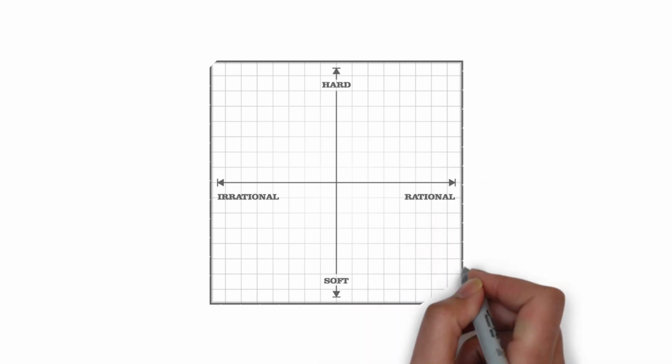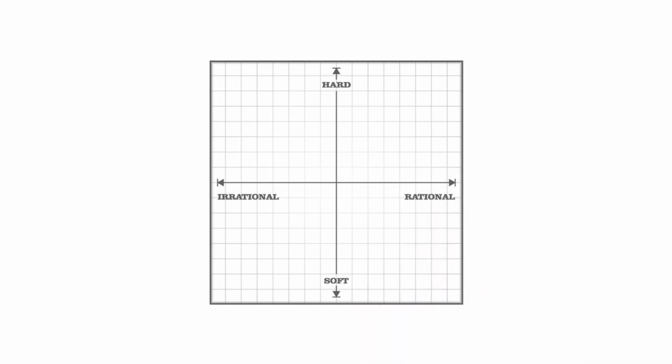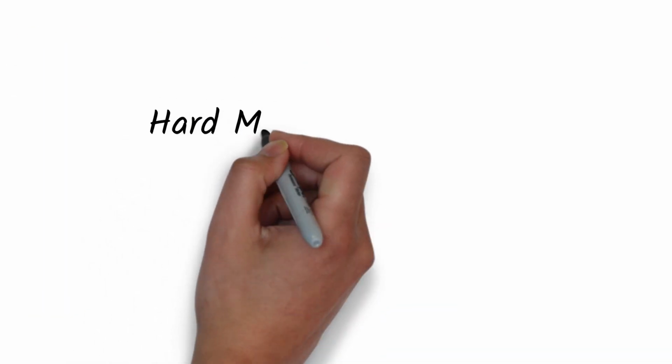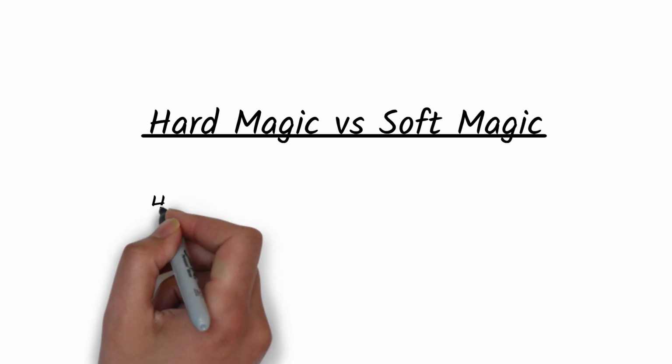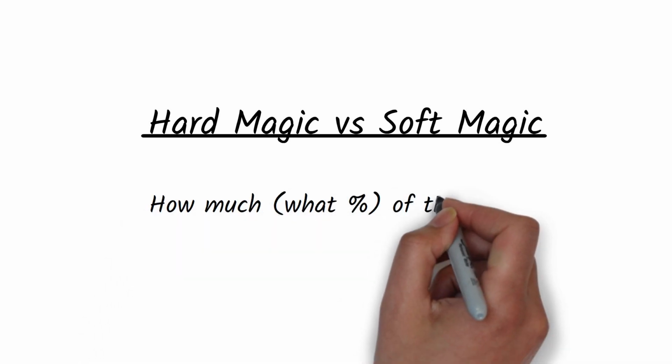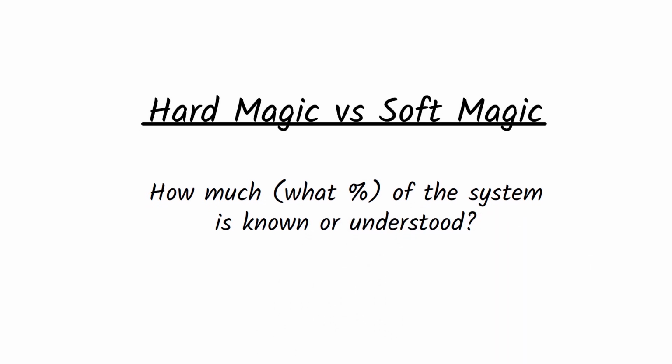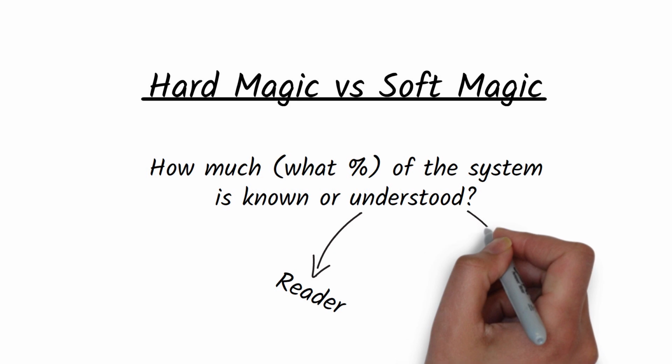Those two axes combine to create this grid that you see here, and the more generally used definition of hard and soft magic kind of runs in a diagonal across my grid, so that when people are talking about hard magic, like Sanderson's hard magic, they're really talking about hard rational. I want to get into specifically the difference between a hard magic system and a soft magic system the way I look at it. And the main difference there is the percentage of the system that is known or understood. In most cases, known or understood by the readers, could be known or understood by the magic users. Either case, it's how much is known or understood.